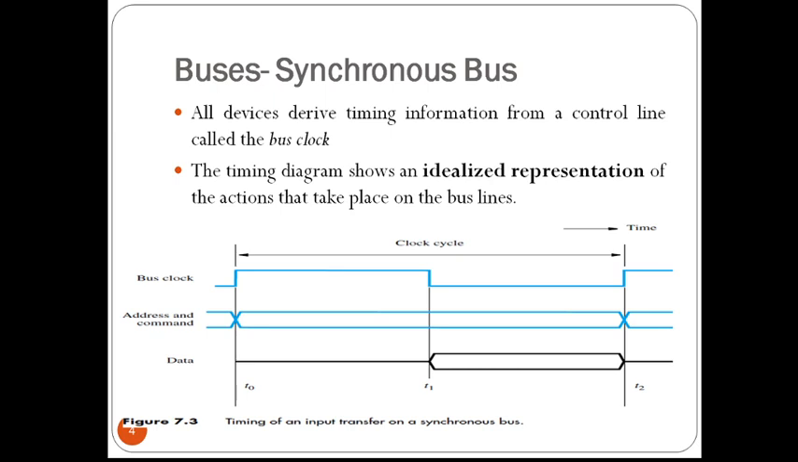Let us understand synchronous bus. In a synchronous bus, all the devices derive timing information from a common clock line. Equally spaced pulses on this line define equal time intervals. That is why it is called a synchronous bus. There will be one common clock line from which all the devices will be retrieving the timing information. There will be equally spaced pulses on this line that define the equal time intervals. The clock cycle time will be equal.